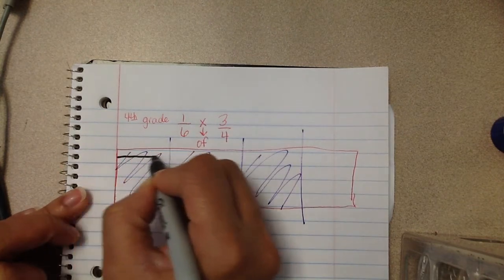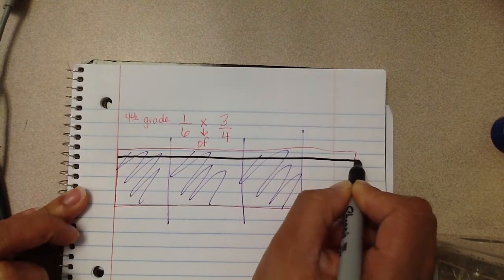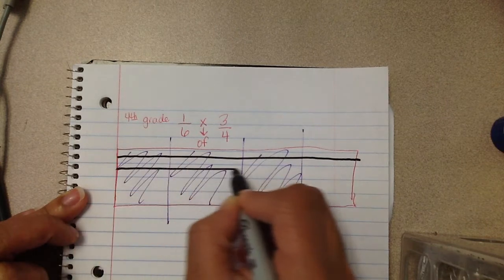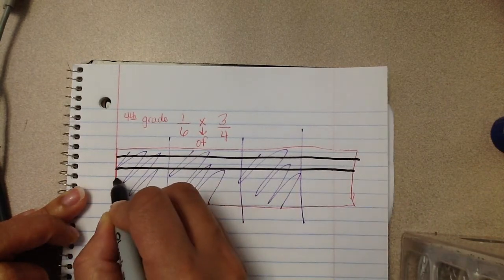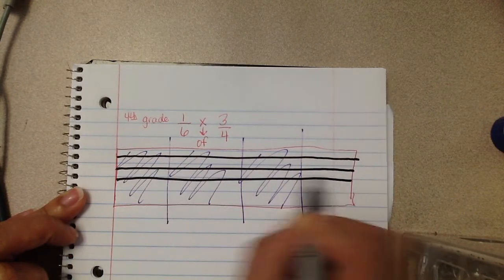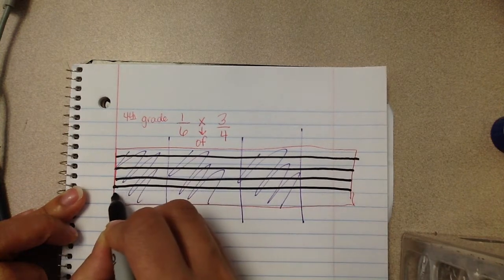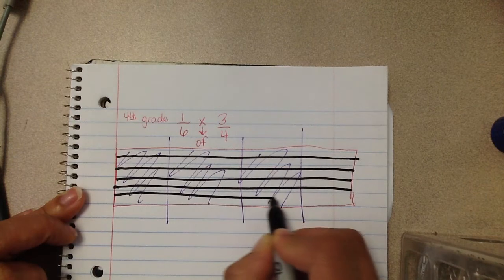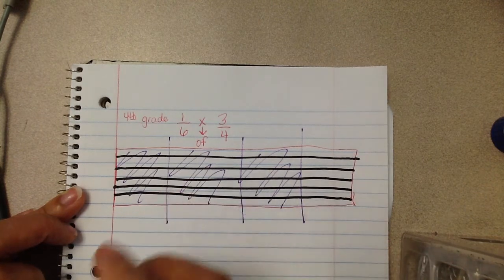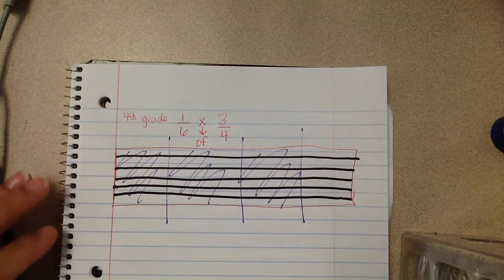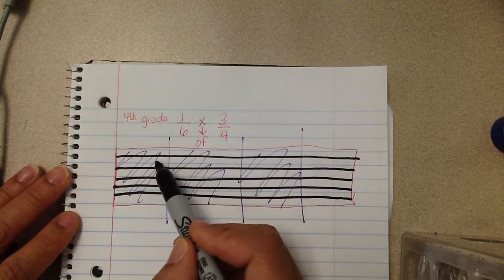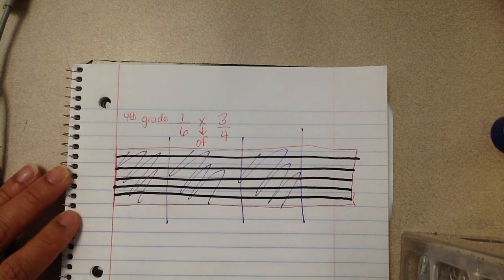I'm going to go 1 section, 2 sections, 3 sections, 4 sections, 5, 6 sections. Remember that last line actually makes 2 sections at the bottom. So I have 1, 2, 3, 4, 5, 6 sections that I separated it into.